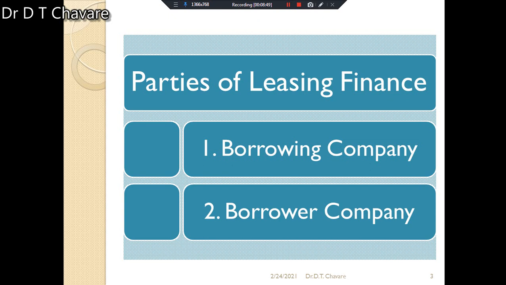ICICI started lease finance in 1983. Don't forget it. During the period of 3 years from March 1985 to 1986, about 400 leasing companies came into the market. During that period, how many companies came into the market? 400 leasing companies came into the market.